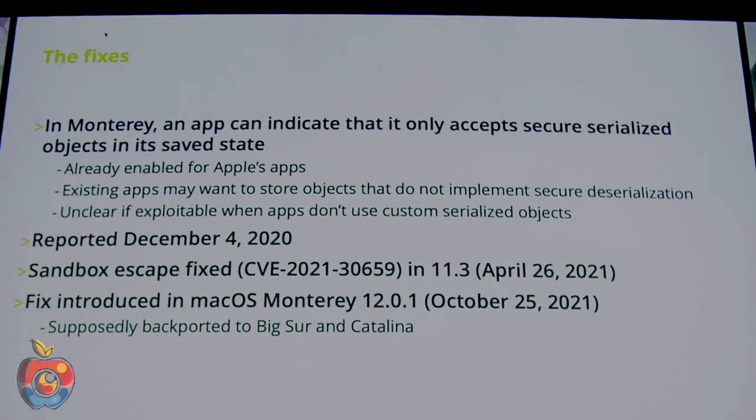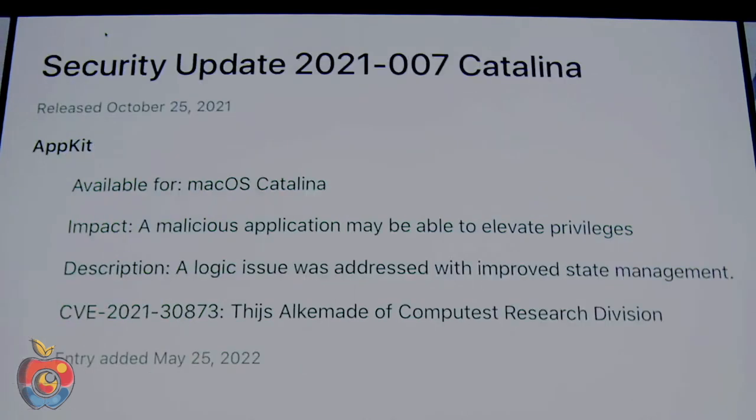Now I didn't know about that. It was not in the patch notes for Big Sur or Catalina at the time it was released. So as you can see here, it was released on October the 25th, and then they added it to the security advisories page on May the 25th in 2022. I don't check that page very often, so if they update it 7 months later, then I'm not going to see that. So I was assuming they didn't backport it because it's quite an involved change.